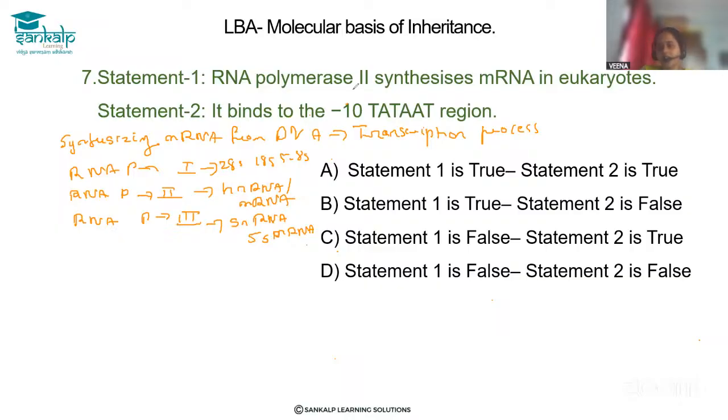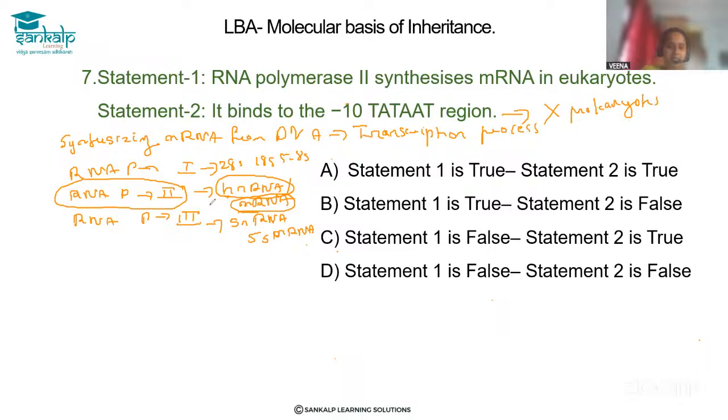So what they are asking: RNA polymerase 2 synthesizing mRNA in eukaryotes. Yes, in case of eukaryotes, RNA polymerase 2 is involved in the formation of heterogeneous nuclear RNA, also called the matured mRNA, messenger RNA. So statement 1 is correct, and it binds to the minus 10 TATAAT region. Is that true? No, because this is in case of prokaryotes.